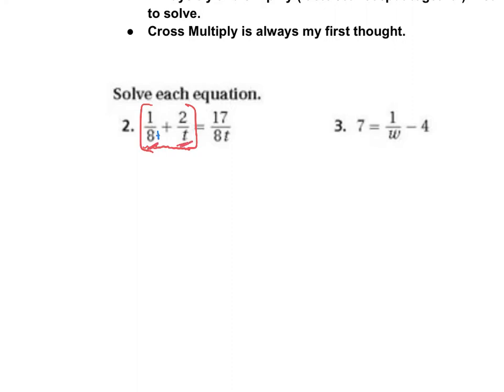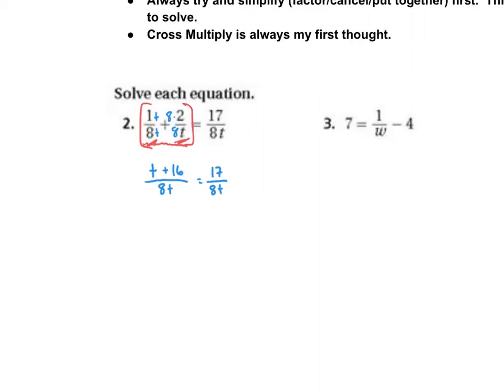Okay, so on this side, we're going to multiply by t. We're going to multiply the top by t. On this side, we're going to multiply 8. We're going to multiply the top by 8. Okay, so what do we end up with? We end up with 1t plus 16 over 8t. Remember, we just did this last section, right? Equals 17 over 8t. Okay, so that's what it looks like right now.